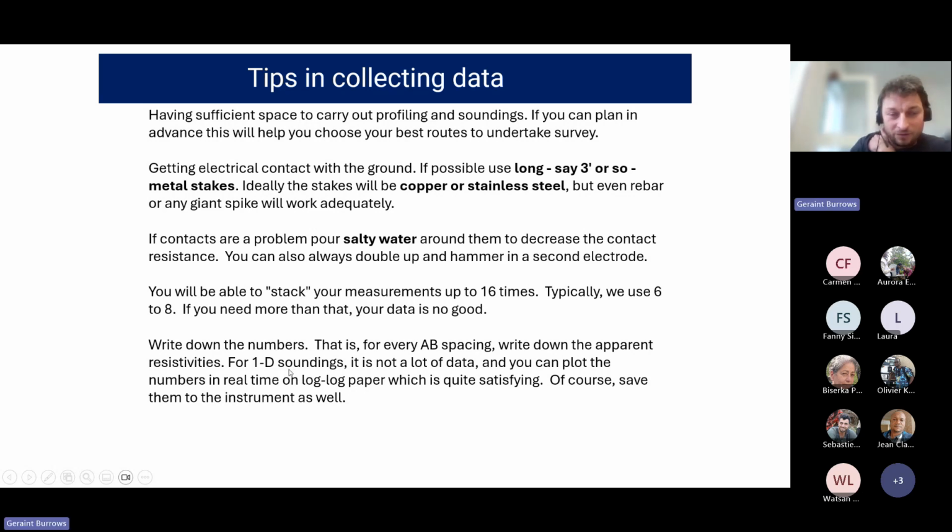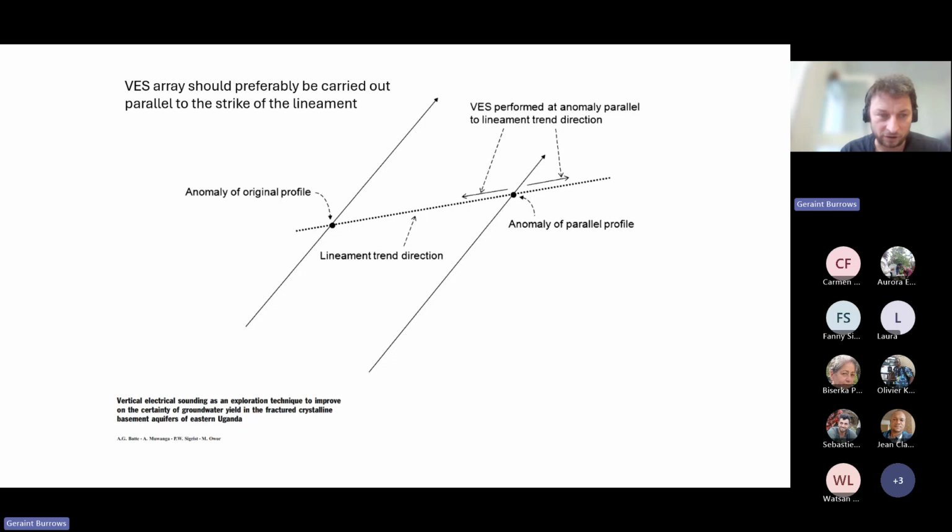Write down all the data that you collect, as well as recording on the machine. And when you're carrying out the constant separation traverses, you should be basically analyzing the data there and then, so that you can then go straight onwards to do the vertical electrical soundings in areas that are of interest. We've gone through this diagram, so I'll jump over that now.